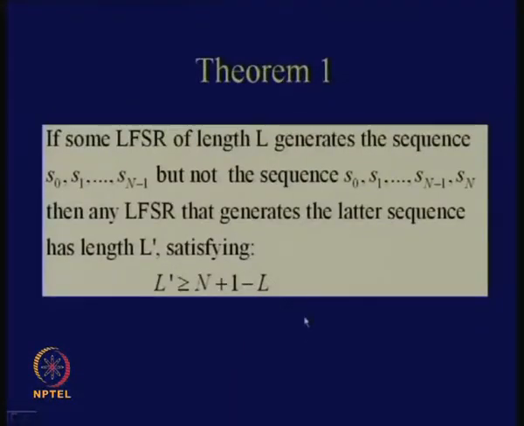So first of all, let us consider this theorem. It says that if some LFSR of length L generates the sequence S0 to Sn minus 1, but not the sequence S0 to Sn minus 1 and Sn, so I have added one more value to this sequence, then any LFSR that generates the latter sequence, if it has length L dash, then you can actually prove that L dash is greater than or equal to n plus 1 minus L.